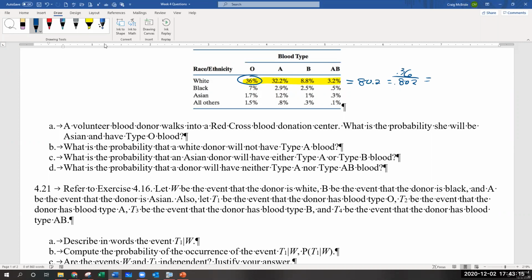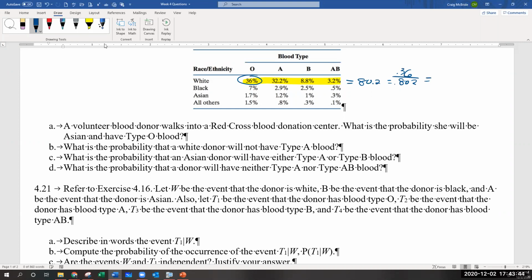So we just calculated the probability of T1 given W. If W and T1, so if being white and having type O blood, are independent, then by definition the probability of having type O blood should be the same for the entire population as it is for the subset of just the white population, right?